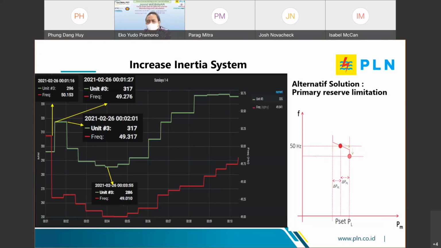This is the system inertia we captured after we implemented our consultant's recommendations. We can see the inertia is already better than before.